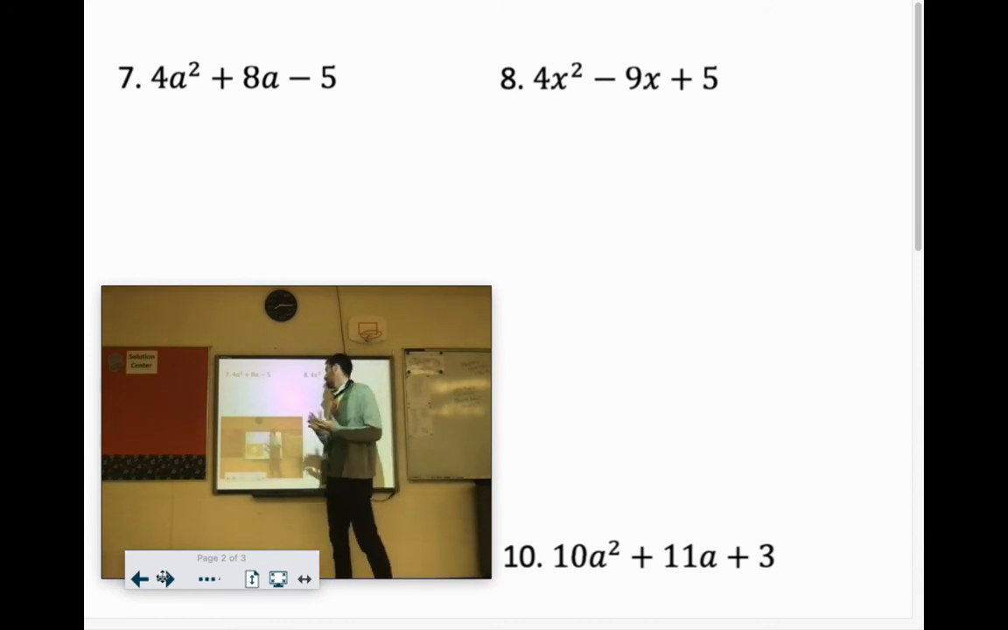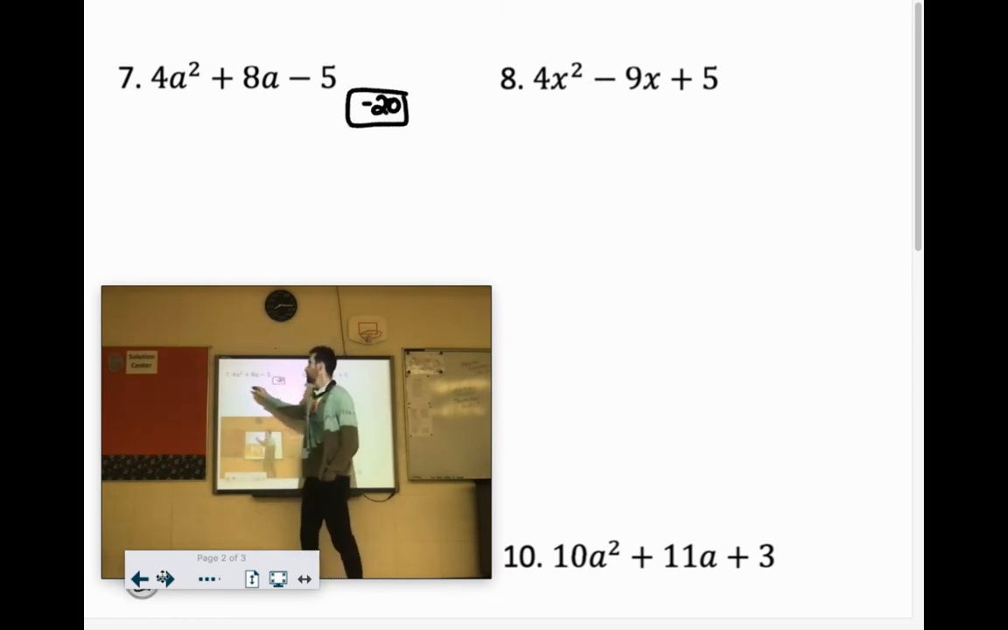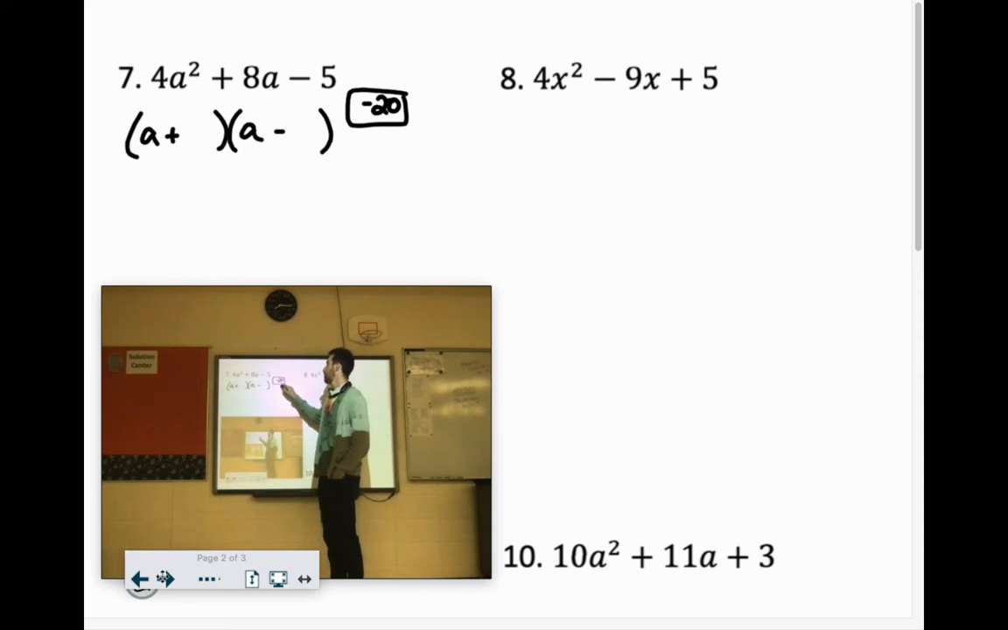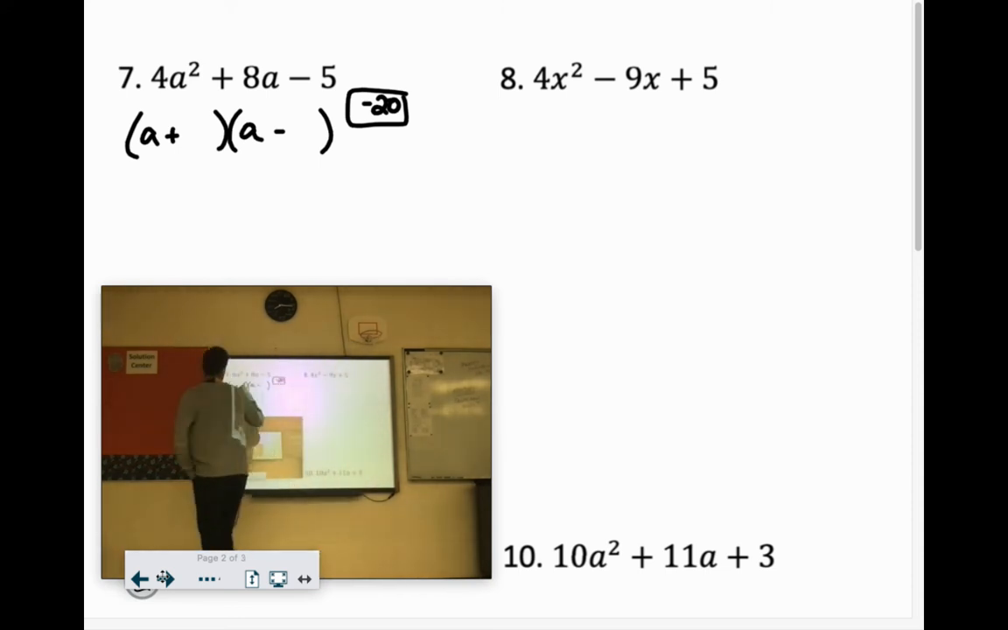Now, if you've got it at this point and you're at home, you could probably not worry about these ones. But if you want some extra examples, we're going to go over all these anyway. So 4 times negative 5 would be negative 20, which means it has to be one of each. A plus something times A minus something. And they have to be 8 apart. So the factors of 20 that are 8 apart would be 2 and 10. To get them to add up to 8, it would have to be plus 10 minus 2.